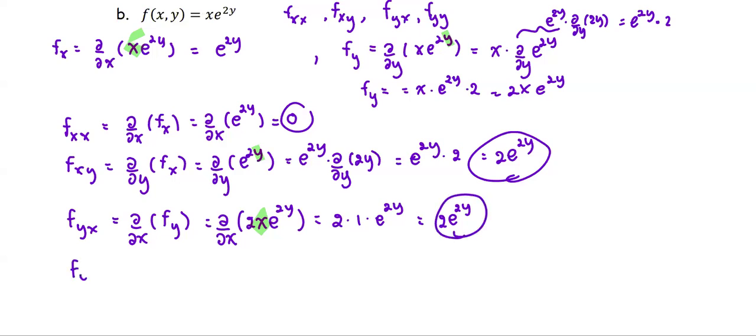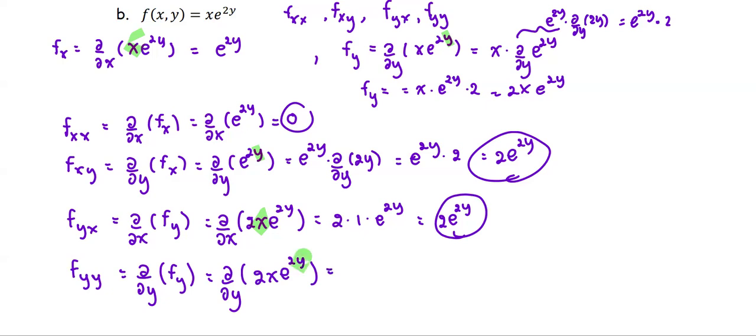And the last one, partial with respect to y and with respect to y, is the partial with respect to y of f subscript y, or the partial with respect to y of 2x e to the 2y. We treat y as the variable, sorry. So 2 and x as a constant multiple. So we find the partial derivative of e to the 2y and repeat the same chain rule. So we have 2 times x times e to the 2y times 2. That gives us 4 times x e to the 2y.